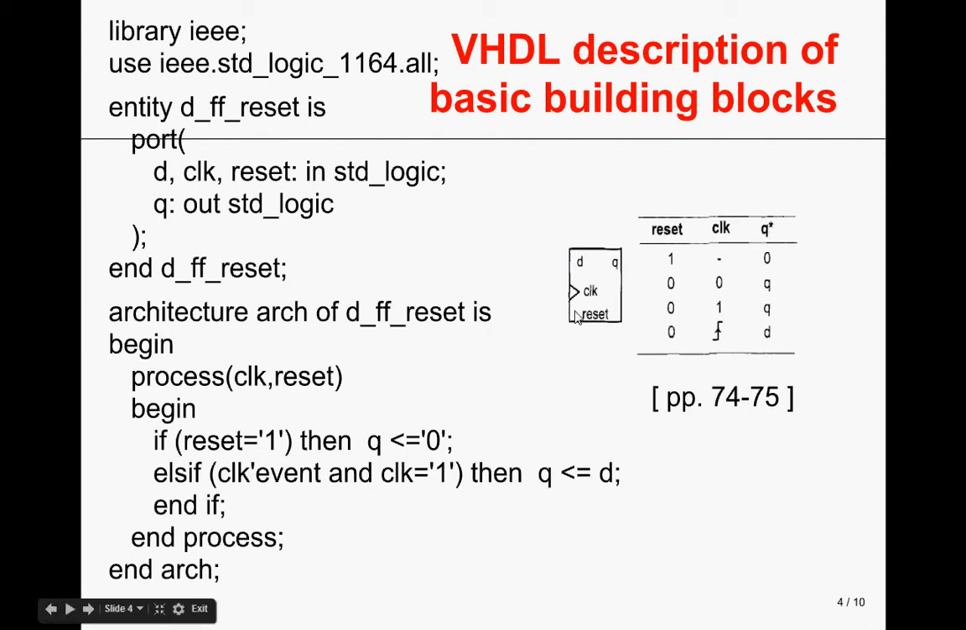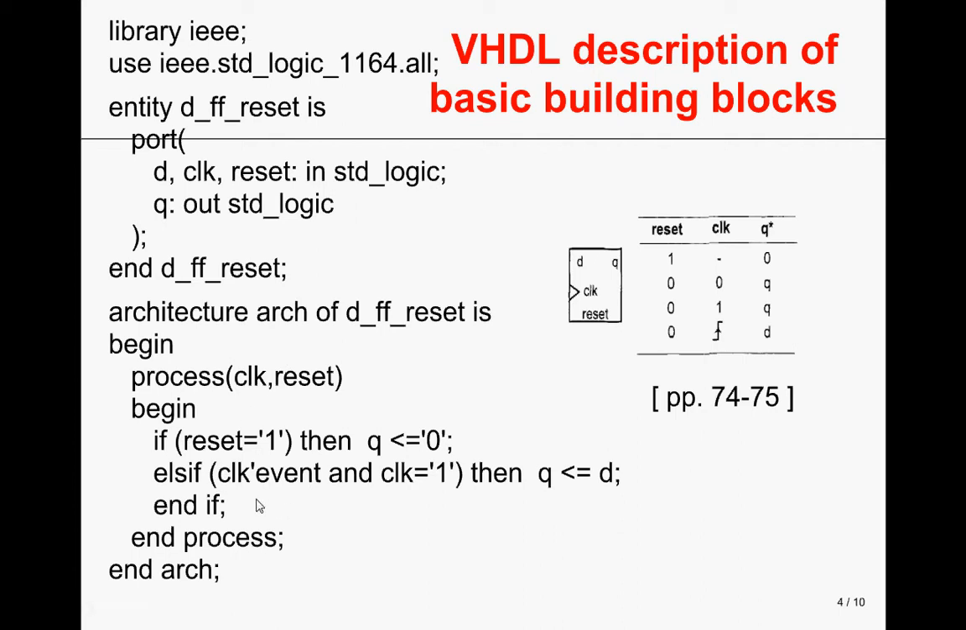So if we build a VHDL description for this circuit, the entity declaration will simply list the inputs and outputs, which in this case are all of the standard logic data type. And then the architecture body will tell us that we need to have a process comprising these two signals in its sensitivity list, because either when there is a rising edge in the clock or when reset goes high, the process has to execute.